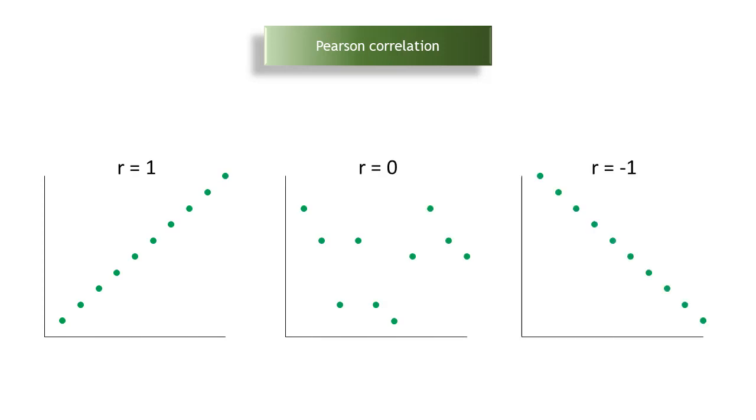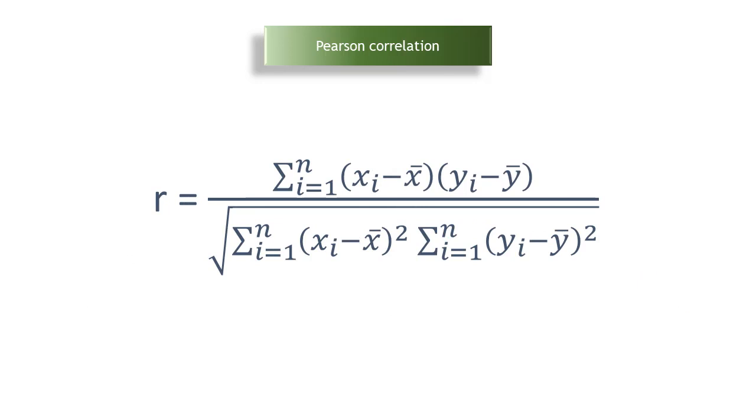Let's look at Pearson correlation in more detail. Pearson correlation is a number ranging from negative 1 to 1 that represents the strength of the linear relationship between two numeric variables. The Pearson correlation is also known as the product moment correlation coefficient, or simply, correlation. A value of 1 corresponds to a perfect positive linear relationship. A value of 0 means there is no linear relationship, and a value of negative 1 is a perfect negative relationship. The Pearson correlation, denoted by R, between variables x and y is calculated using this formula.